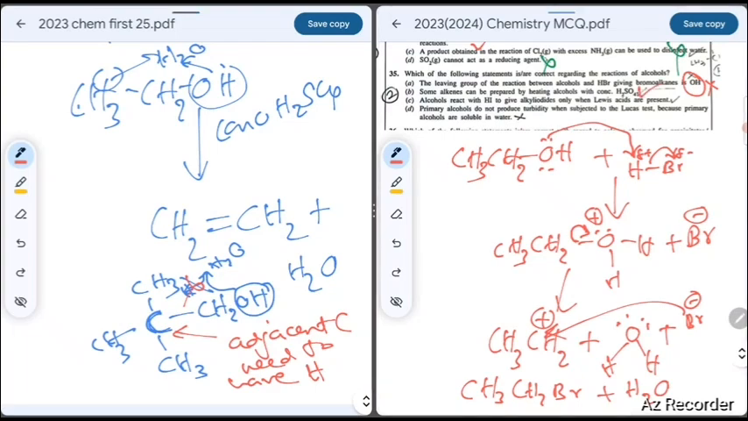Alcohols react with HI to give alkyl iodides only when Lewis acids are present. What about that? That is wrong. Right? That is same as the alcohol reaction with HBr. Only when Lewis acids are present, that is wrong. Then, primary alcohols do not produce turbidity even when subjected to the Lucas test, because primary alcohols are soluble in water.